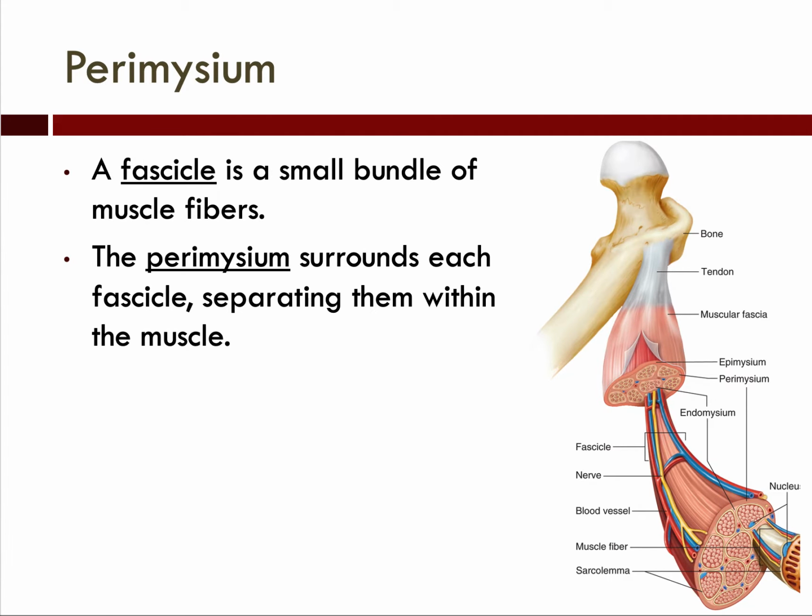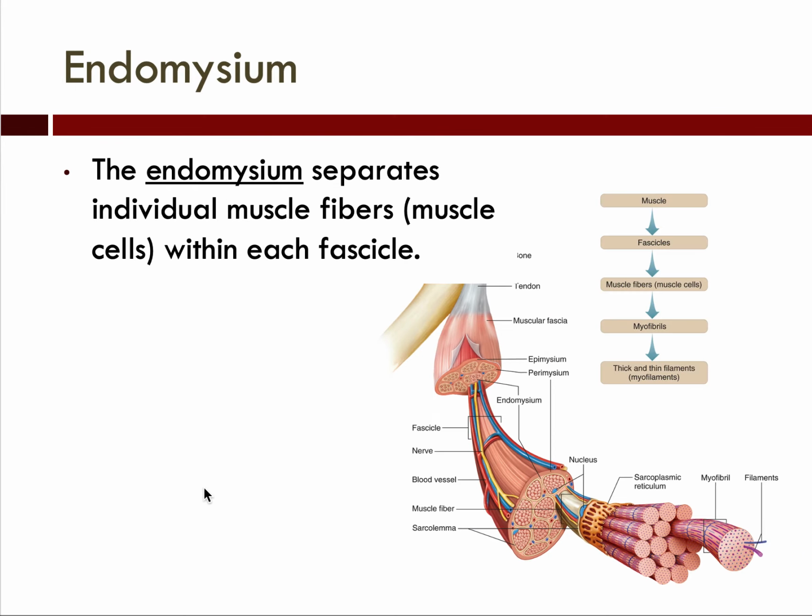Then you have the perimysium. So within your big muscle, you have smaller bundles called fascicles. Around each fascicle, you're going to have the perimysium. This is going to separate the different fascicles within the muscle. So here you see the whole muscle. This is one fascicle, and there are several more. It looks like we have 8 total fascicles being shown in this diagram. They're all wrapped together in the epimysium, which is then all wrapped together in the fascia.